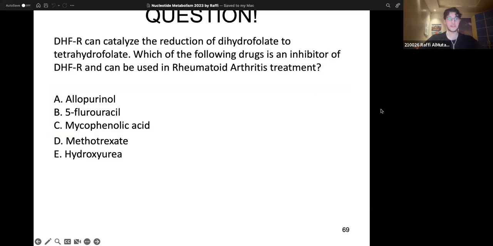All right, now we have questions. I have 3 questions to ask, and we'll be done. So first of all, dihydrofolate reductase can catalyze the reduction of dihydrofolate to tetrahydrofolate. Which of the following drugs is an inhibitor of dihydrofolate reductase and can be used in rheumatoid arthritis treatment? Who wants to answer this in the chat, or that's on mute? I don't mind. Just, I guess chat maybe.